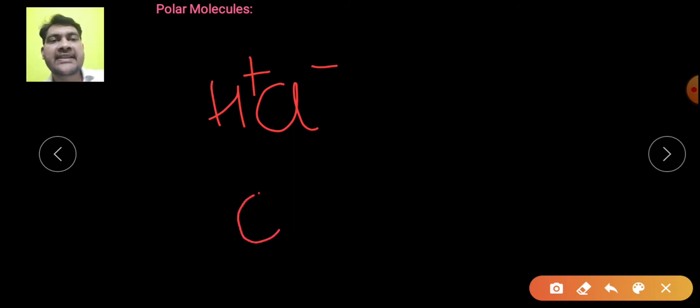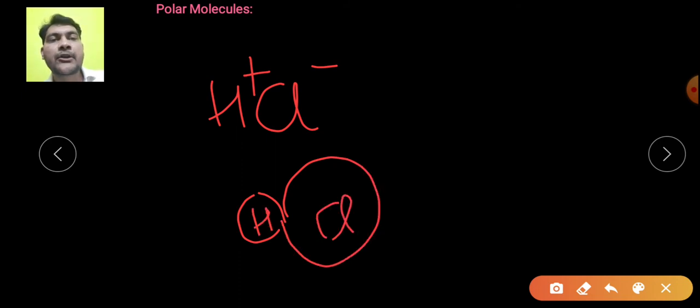Let us see some examples. Suppose we have the HCl molecule. In the HCl molecule, we have two types of charges. One is the H ion, H plus, and one is the Cl negative ion. And if we see the rough structure, it looks like this. This is H and this is Cl. So this is the negative charge and H is the positive charge.